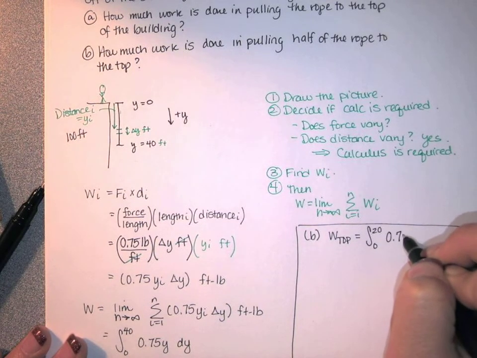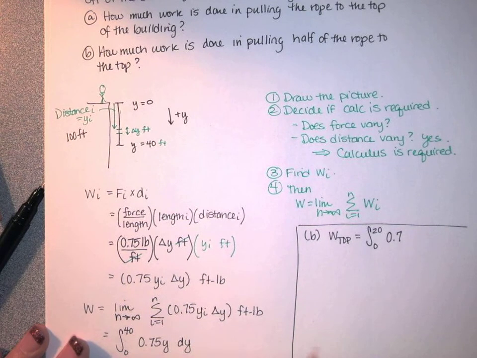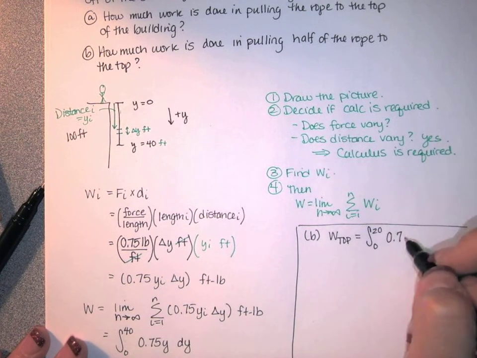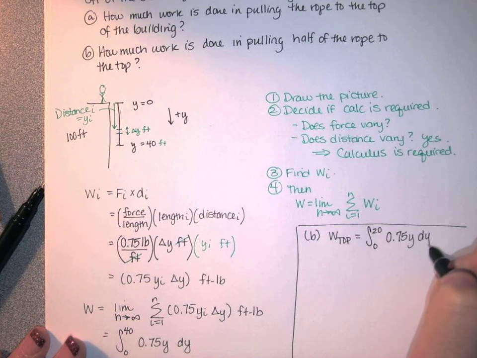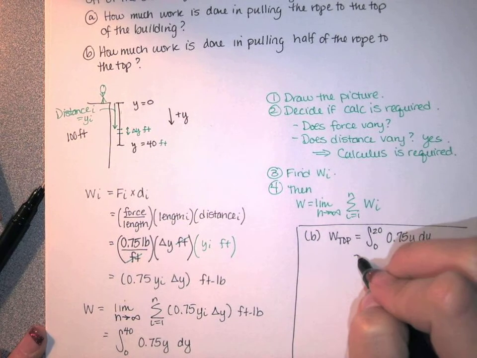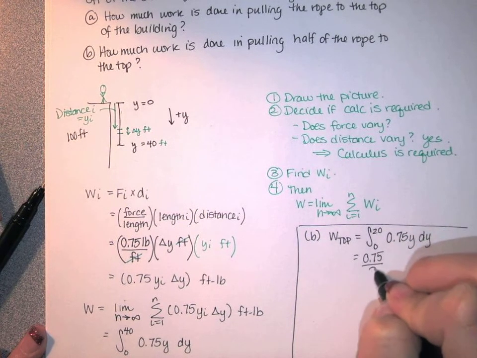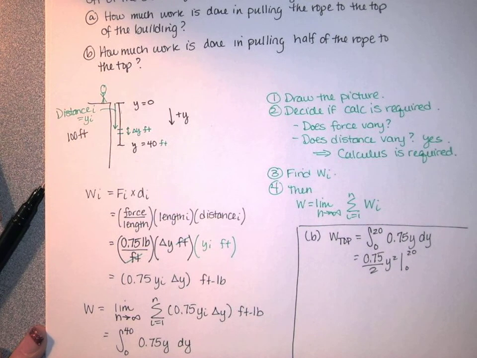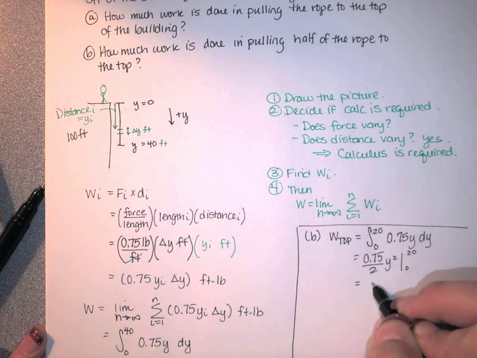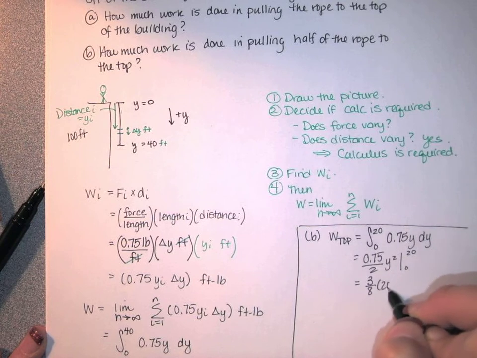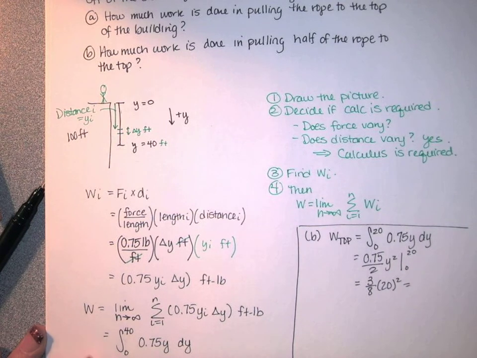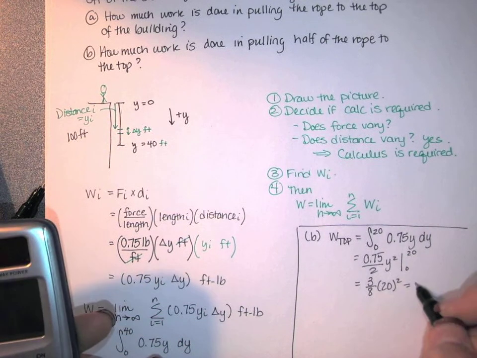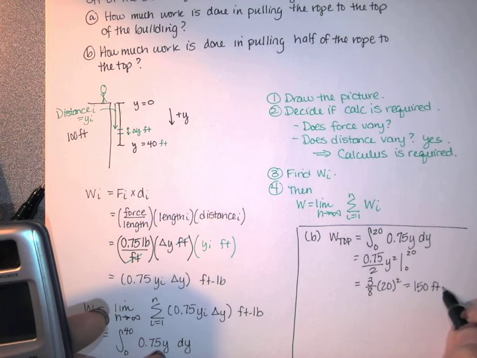And then we've got this. That's what we're eventually going to integrate. So we have 0.75 y dy for the top. So we use our rules. Nothing has changed here. The only thing that's changed is my limits of integration. I'm integrating from 0 to 20. So I've got 3 over 8 times 20 squared. So that's 150 foot-pounds.